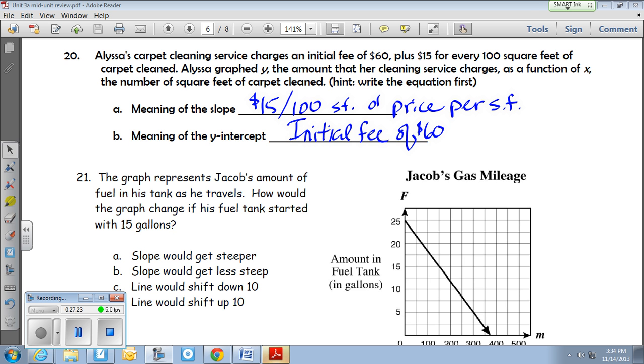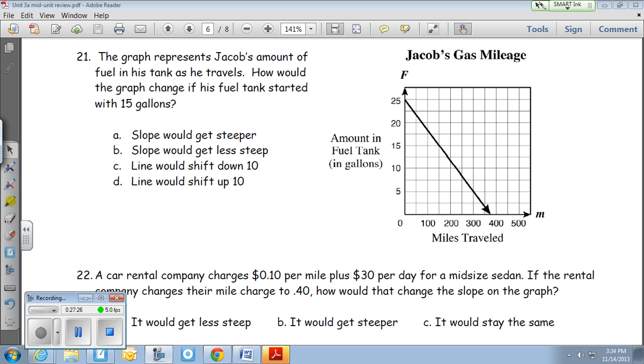All right, number 21, the graph represents Jacob's amount of fuel in his tank as he travels. How would the graph change if his fuel tank started with 15 gallons? Right now it's at 25, but if it started here, it would be parallel. So it would just shift down 10 units. That's all it would do.